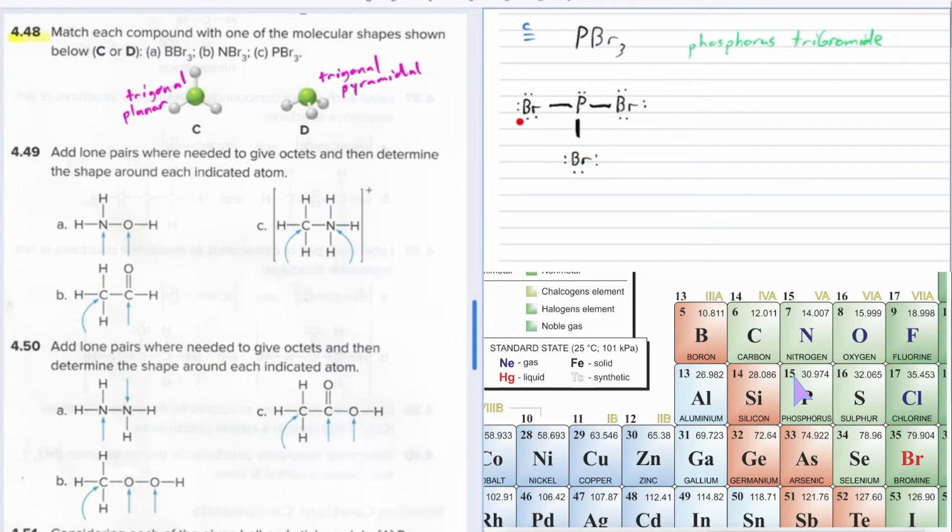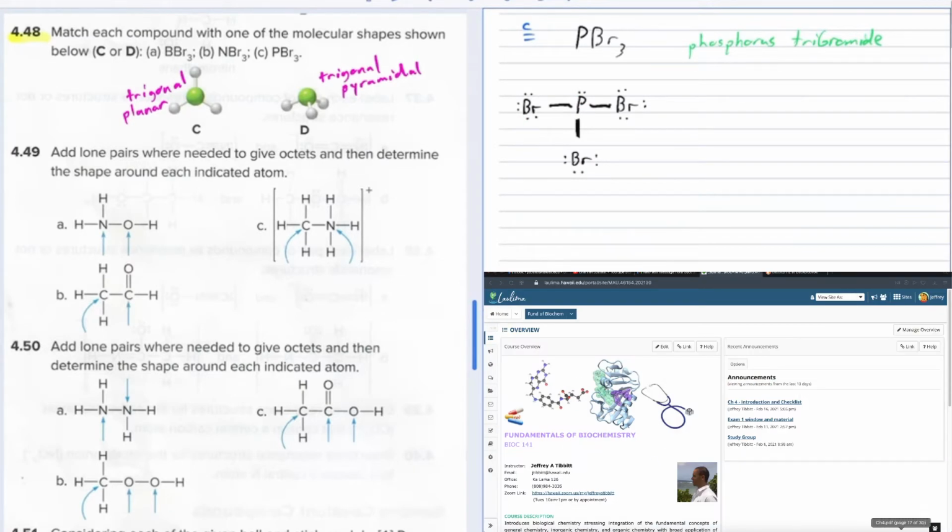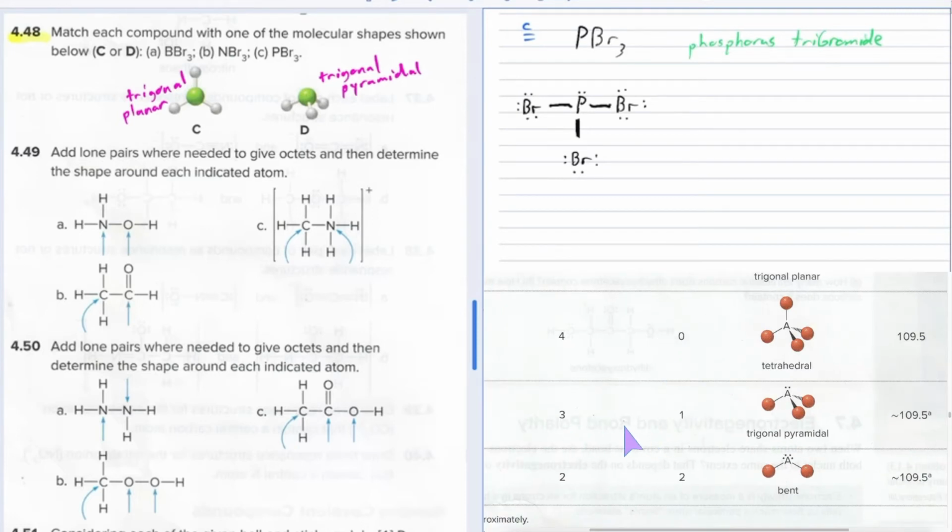So again, we have the same as we did last time. We've got 3 atoms, 1 lone pair. That's 3 and 1. Okay, 3 atoms, 1 lone pair. And that's again the trigonal pyramidal, and that is shape D over there.